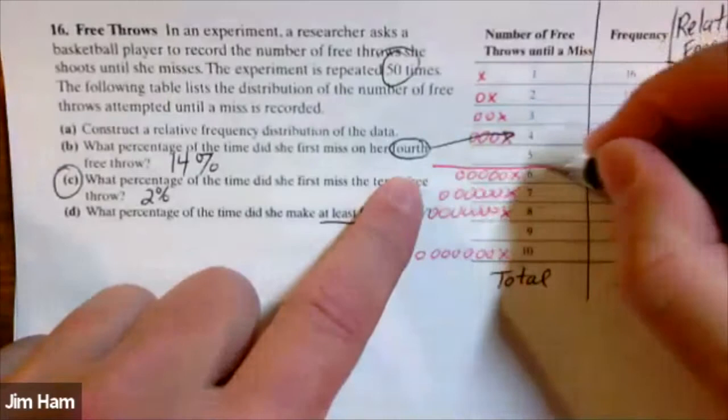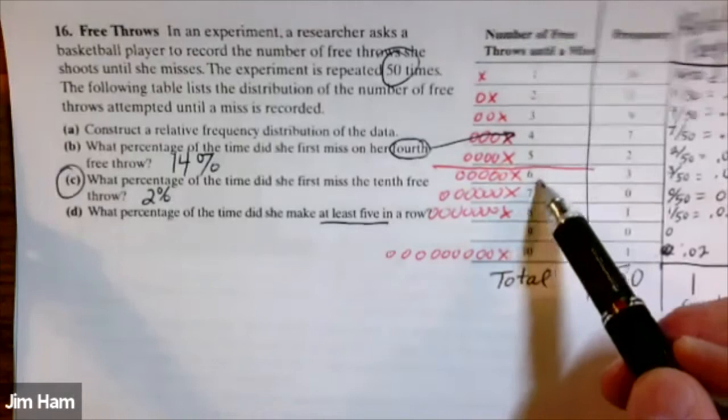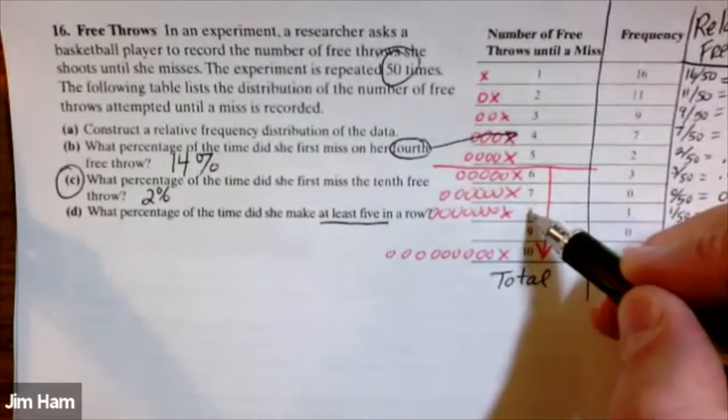Beginning here for 5, the person made 4 and then missed on the 5th one. So there were not 5 free throws made here. The 5 free throws were made beginning with 6 attempts. So everything for 6, 7, 8, 9, and 10 would represent made at least 5.